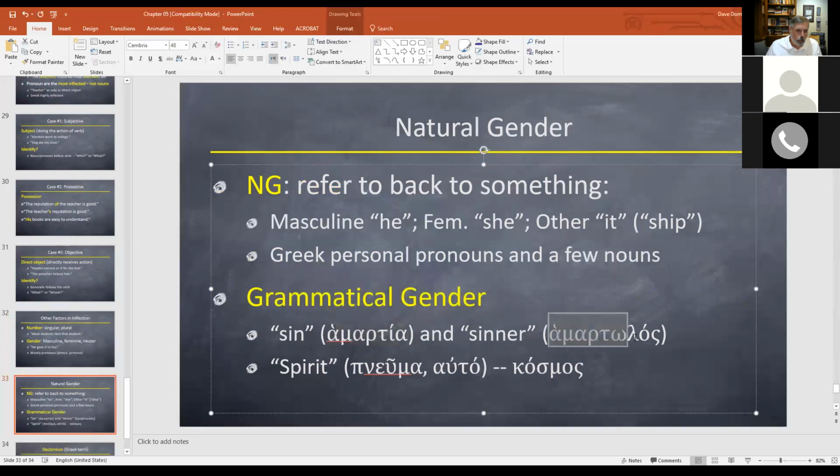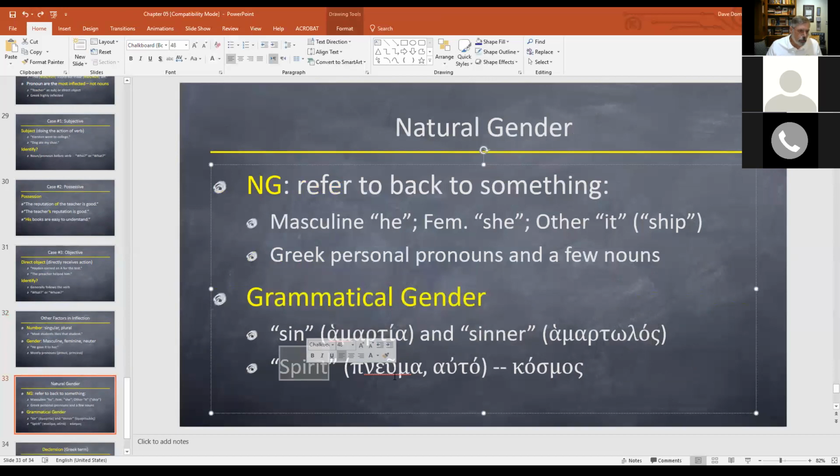And apostolos is masculine. I know that because of its ending. Apostolos is masculine. It doesn't mean only males. It's just a grammatical category that says this word is in a masculine grammatical gender.